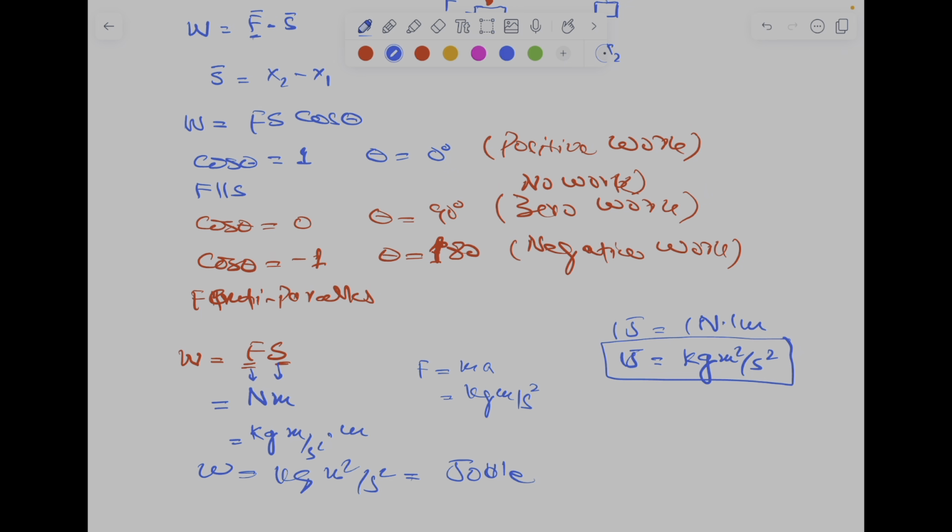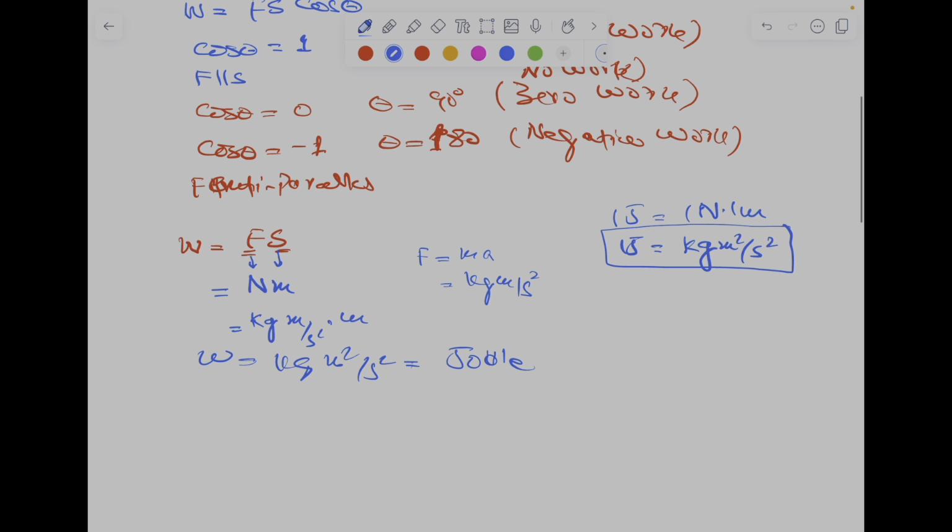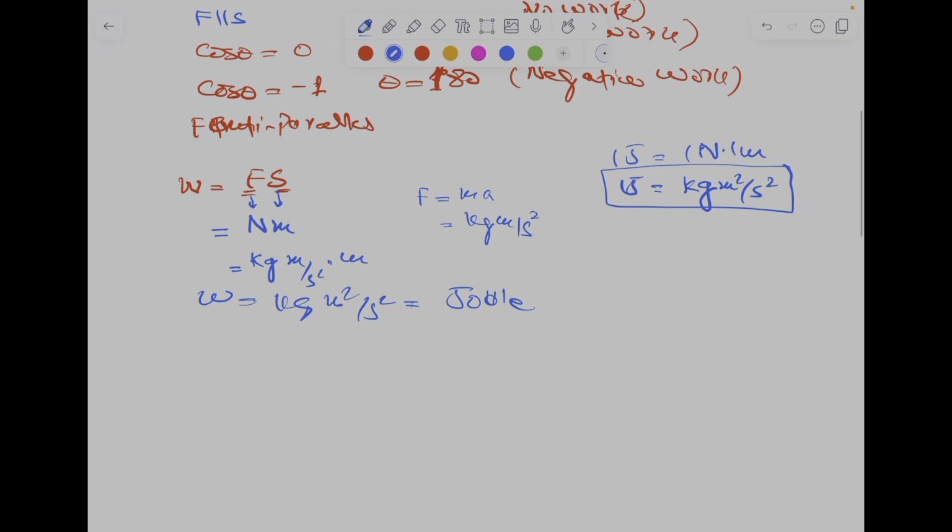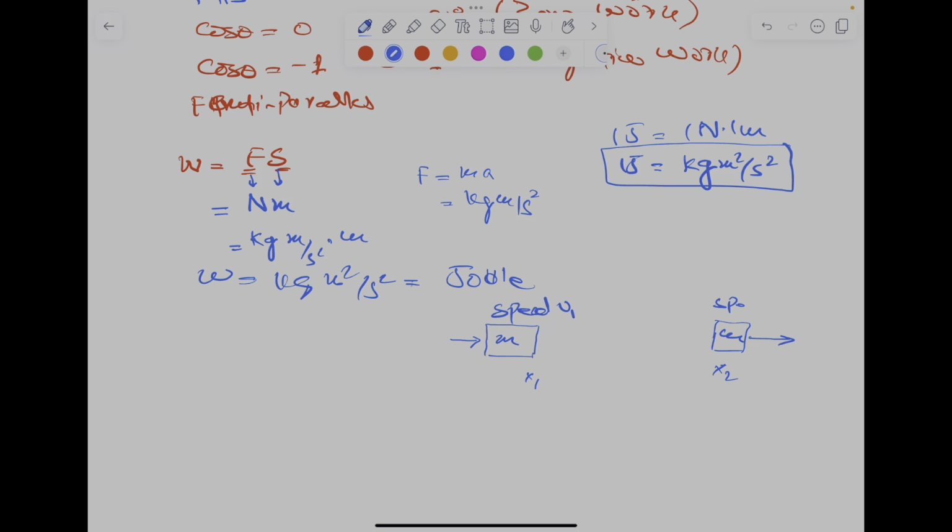Okay, so the object is changing its position when you apply the force. For example, in this case, you're applying a force and the object moves from position x1 to x2, and you are applying a net force on it. The mass of the body is m. At this point we can say that its speed is v1, and at this point its speed is v2.